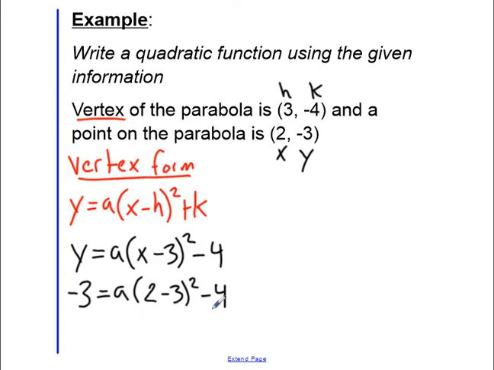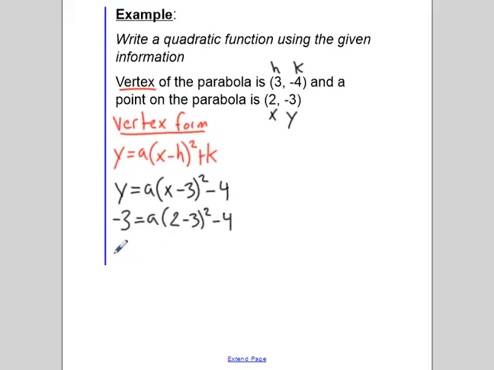Now I have a problem that only has the a in it, and I can simplify and solve for a to figure out what should be plugged into this spot in my answer. So simplifying this gives me -3 equals a times 1 squared minus 4. -3 equals 1 times a is a minus 4. Add 4 to both sides, and I get a of 1.